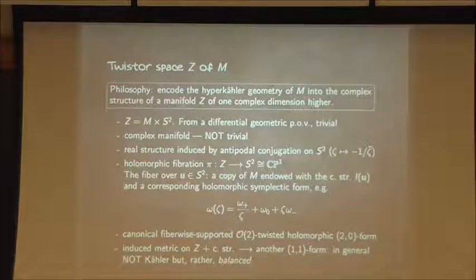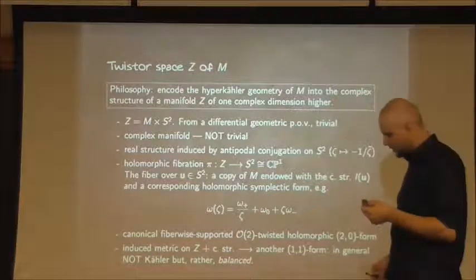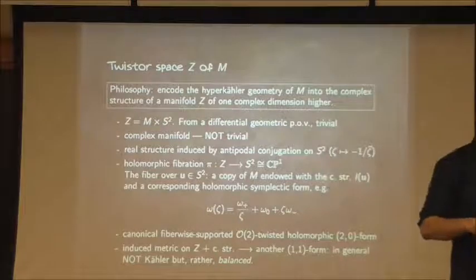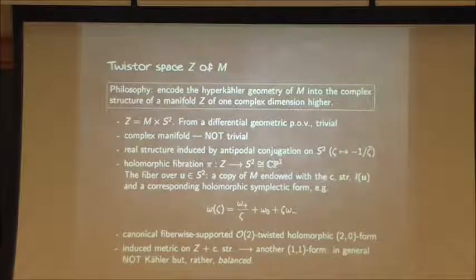Now, twistor space. So people usually try, so the philosophy of the twistor approach, I put it in a box here, is to encode the hyperkähler geometry of M into the complex structure of a manifold of one complex dimension higher. So you have to create a dictionary between the two worlds.